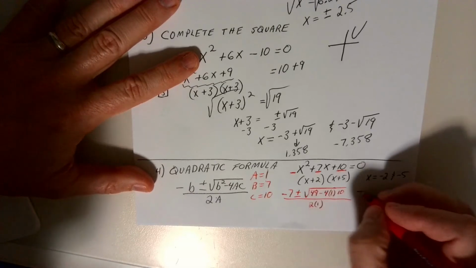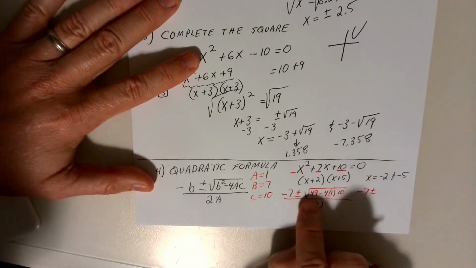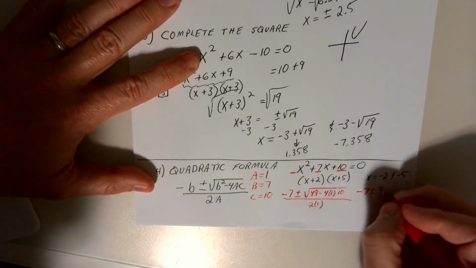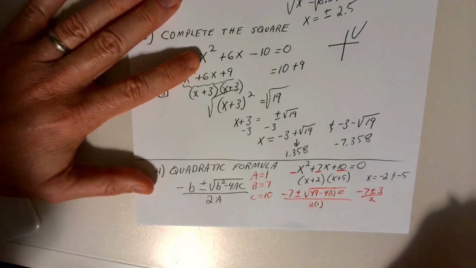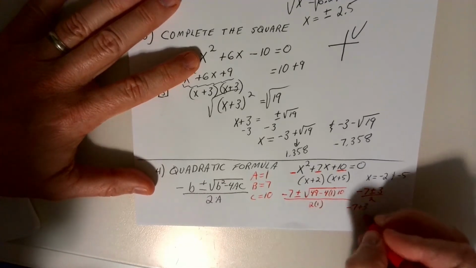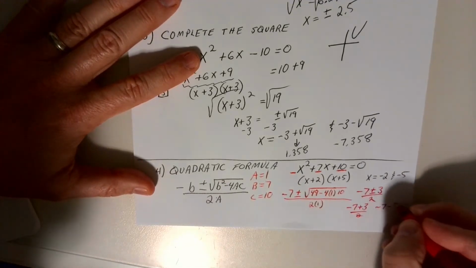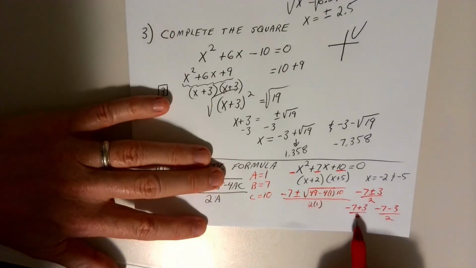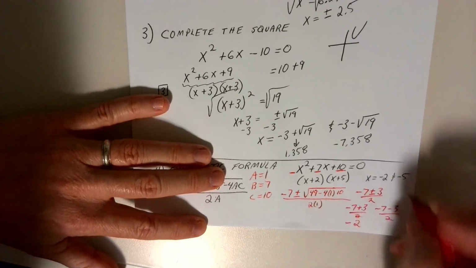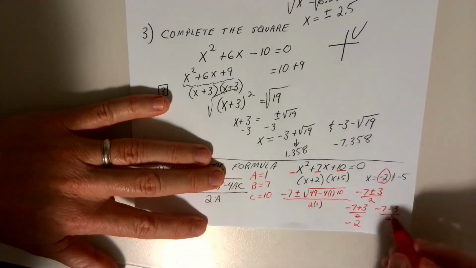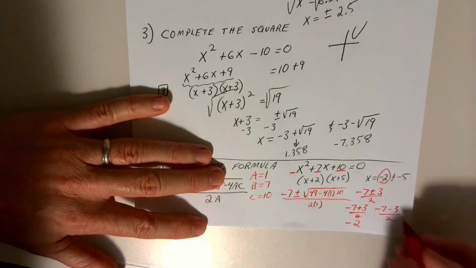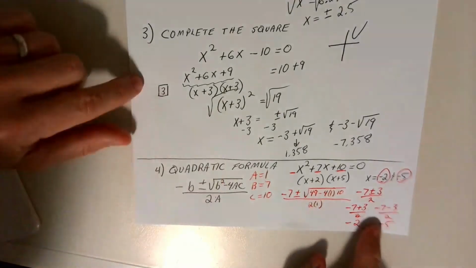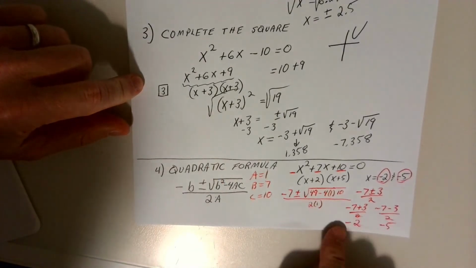So here we go. That's negative 7 plus or minus, okay, 49 minus 40. 49 minus 40 is 9. Square root of 9 is 3, all over 2. So then I have negative 7 plus 3 over 2, and I have negative 7 minus 3 over 2. And amazingly, watch what just happens. Negative 7 plus 3 is negative 4, over 2 is negative 2. Look at that. That's one of the ones I said we're going to have. Negative 7 minus 3 is negative 10. Negative 10 divided by 2 is negative 5. And look at that. That is the other one I said we were going to have. But that is using the quadratic formula.